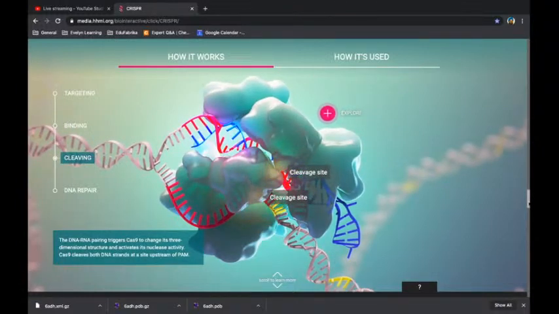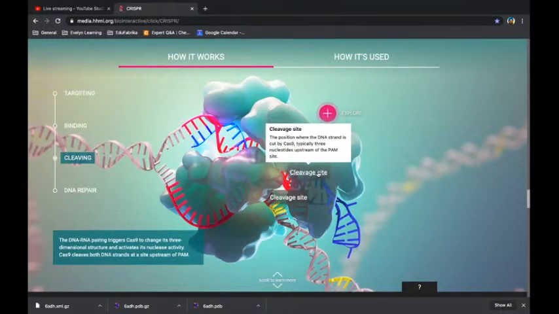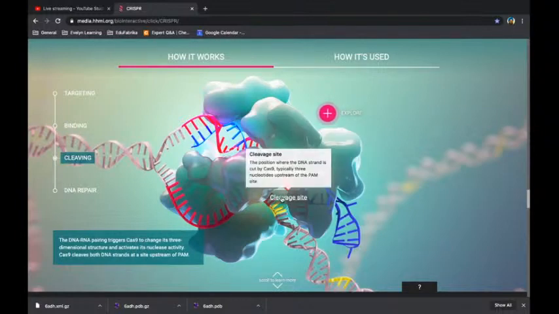So this is the cleavage site. The position where the DNA strand is cut by Cas9 is typically three nucleotides upstream of the PAM site. So up three nucleotides of the PAM site. So it's cut out.